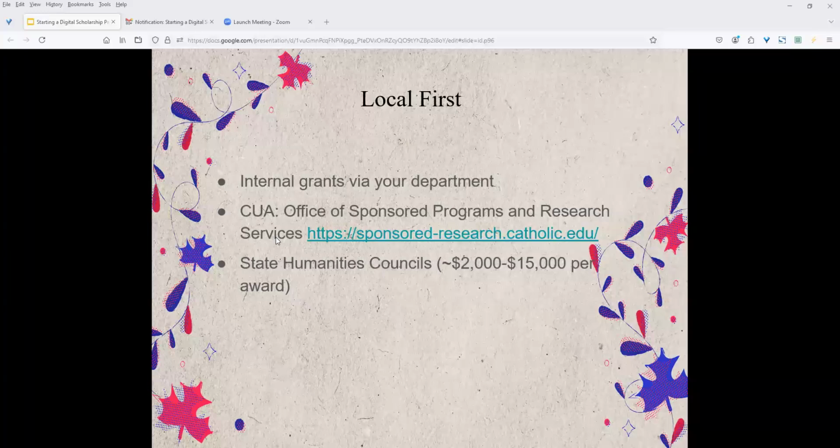Talk to your department. They may have some money. They may be interested in your project, and they may offer you a small amount of money to get going. You can look at the university. At CUA, we have the Office of Sponsored Programs and Research Services, and you can check them out. And then I mentioned state humanities councils, for example, that can have funding that way.